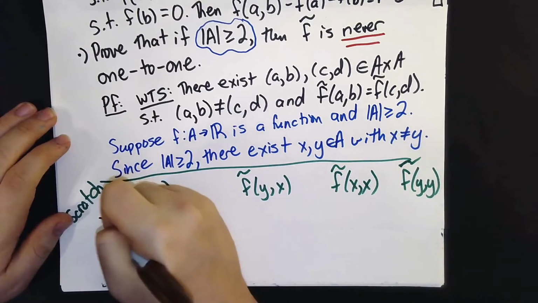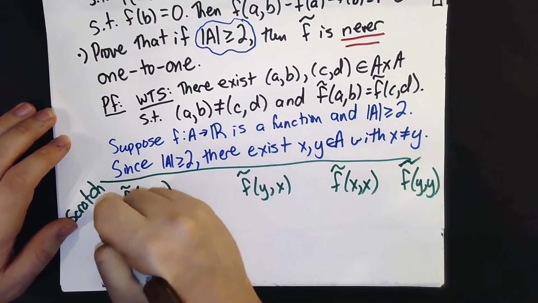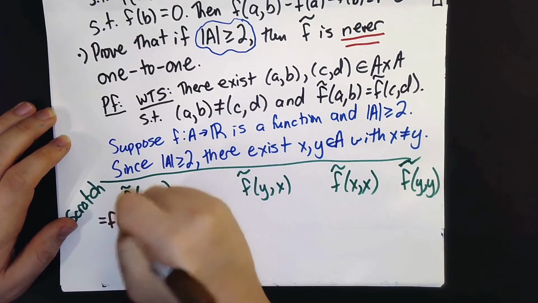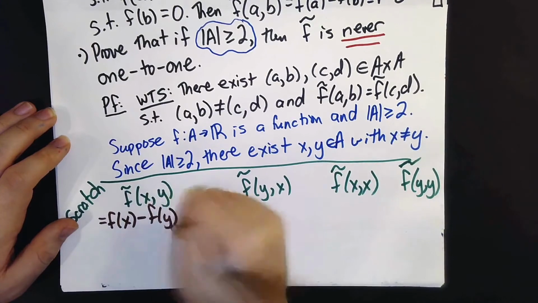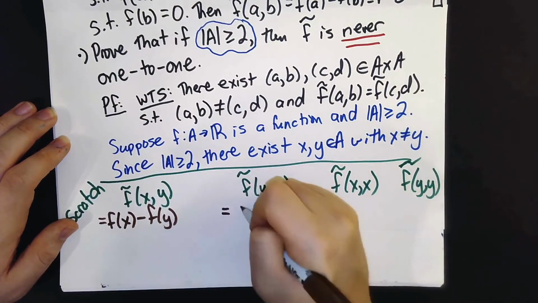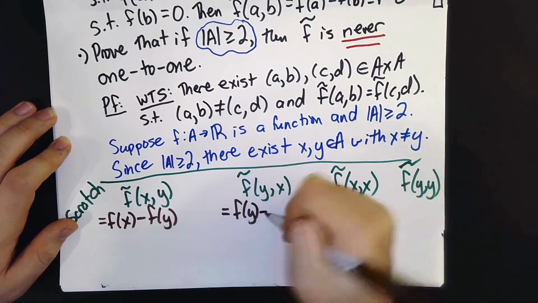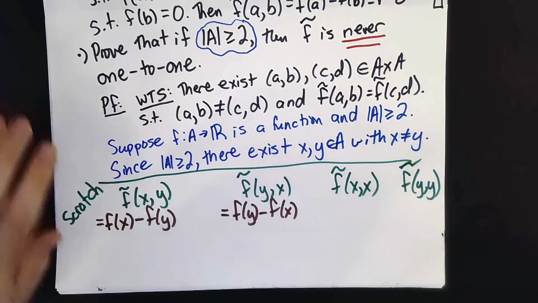Okay, so let me just write down what these are. This is f of x minus f of y. This is f of y minus f of x.